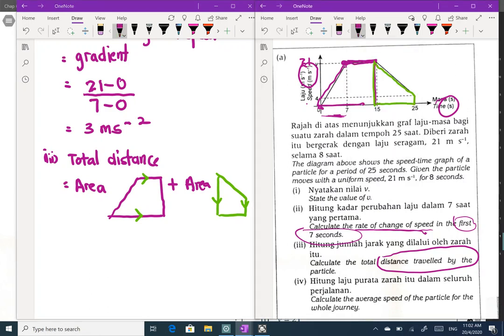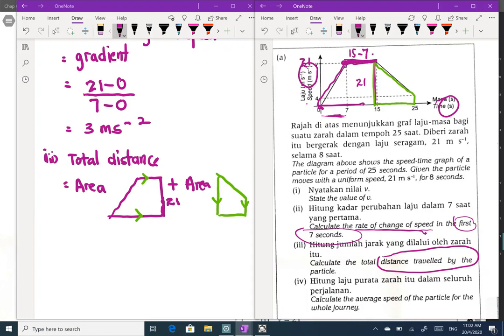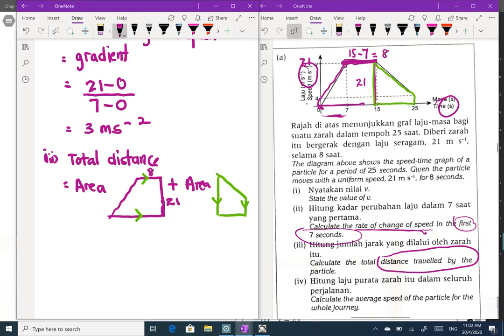What is the height for this one? The height is V, right? So V is our 21. How about the length for this one? This one is 15 minus 7, so it's equal to 8. The length for this one is 15 minus 0, so we get 15.